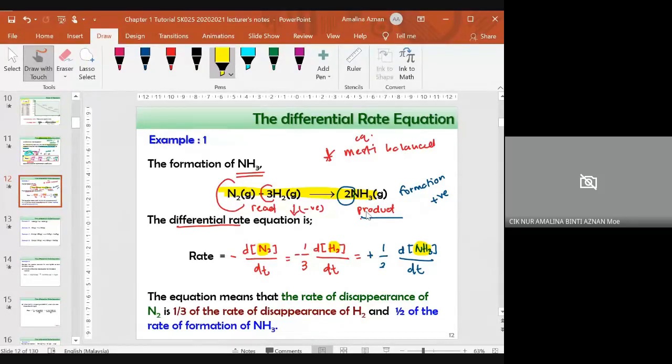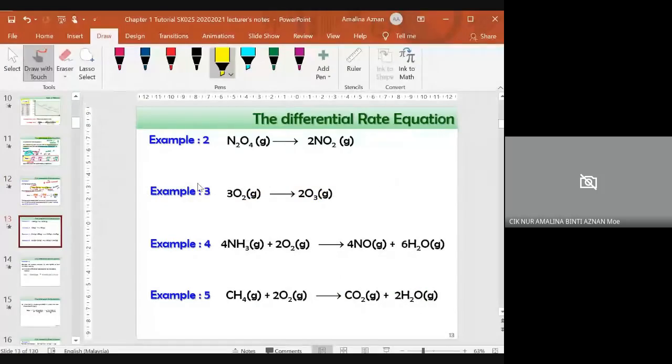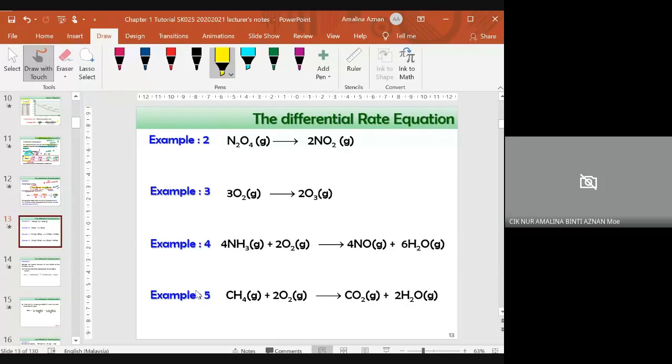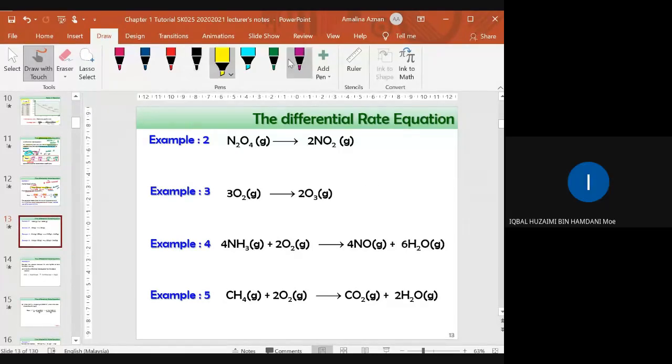Okay, so try buat example ini, 2, 3, 4, 5. Okay, Miss akan tulis dia punya jawapan lah. Kamu just double check the answer. Ada soalan? Tak ada, Miss. Boleh follow ni? Boleh, boleh.